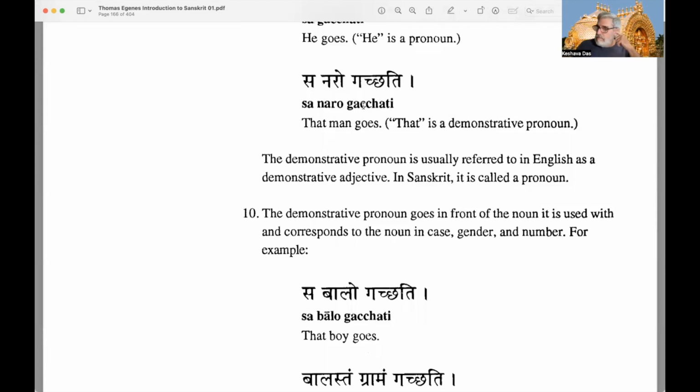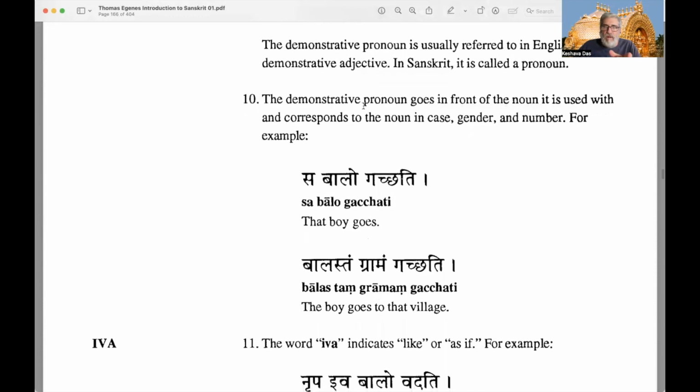In Sanskrit, adjectives are like nouns. They're considered like nouns. So don't misunderstand. Nouns can be adjectival. They can describe other nouns. So here we have a pronoun, which is used to describe the noun. Which person? That man. Which man? That man. Or which man? This man, right? So this and that, they're demonstrative pronouns.